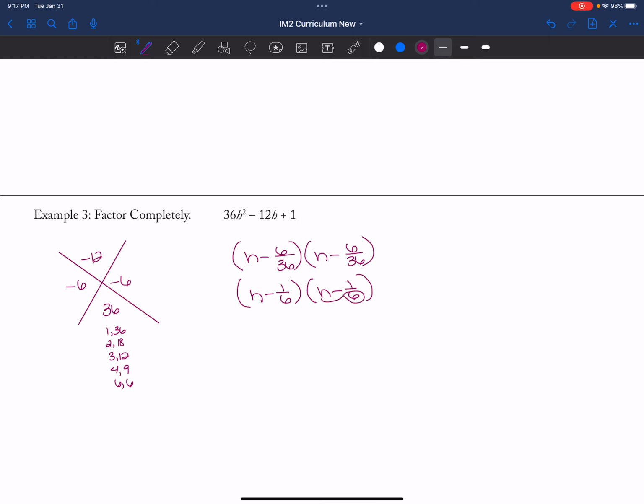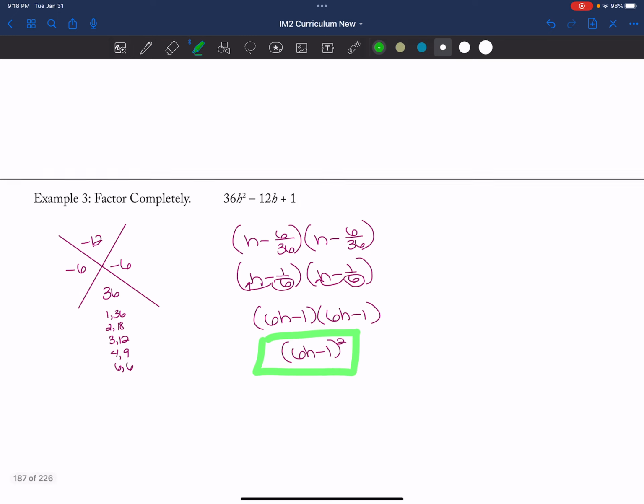So then I bring what's in the bottom to the top. And I get 6H minus 1 times 6H minus 1, which is a perfect square. So there are 2 of the same thing. So that's a quantity squared. Okay. All right. And that is it for this lesson.